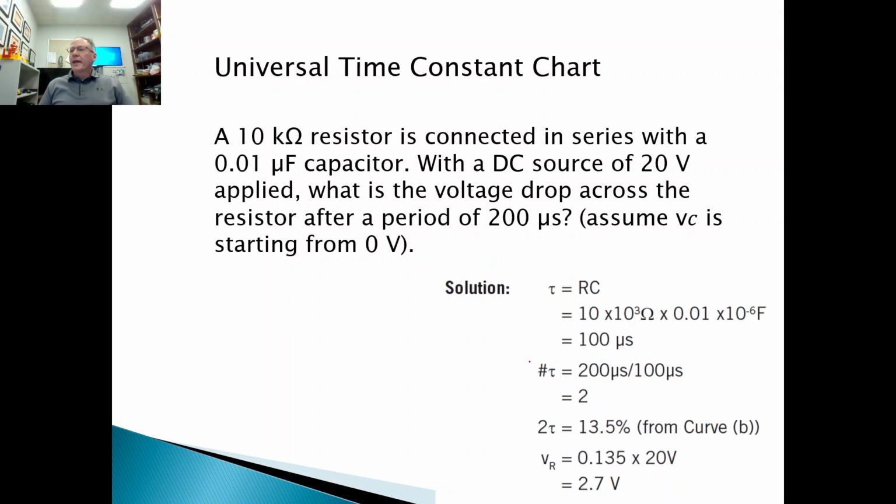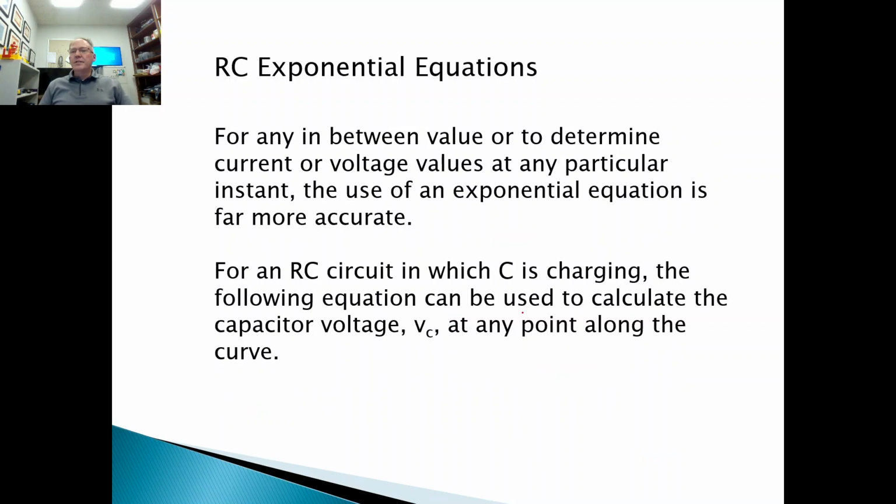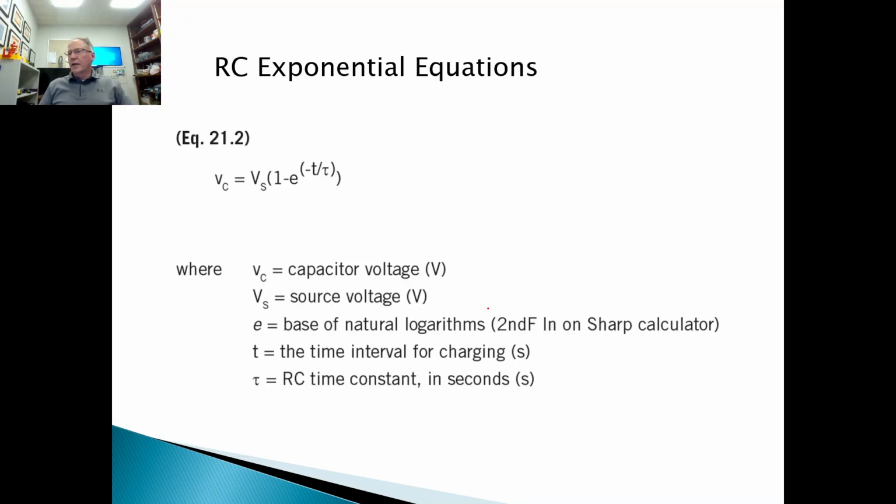All right? And then here's some more values there. The universal time constant chart provides a graphical approach to solving series RC and series RL formulas. This is because interpreting the percentage from the curves is easier for whole number multiples. So you can use that to get a real good ballpark of what's going on there.